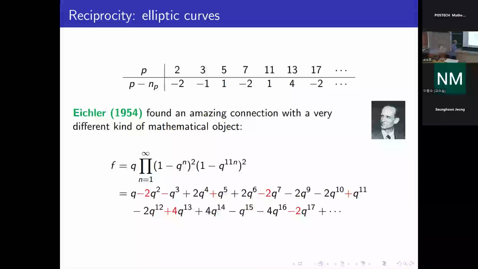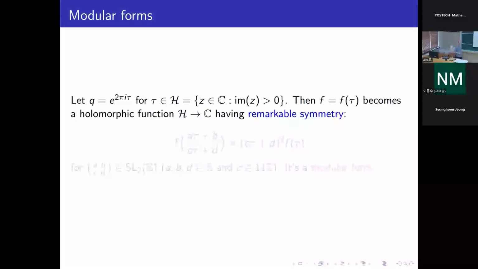So this is maybe not the most classical way to look at these modular forms, but rather we change variables and let q, the variable in the power series, be e to the 2 pi i times a complex variable tau, which lies in the complex upper half plane. And then after this change of variables, this function becomes holomorphic, so a complex differentiable function on the upper half plane in the complex numbers. And that has a very remarkable symmetry property.